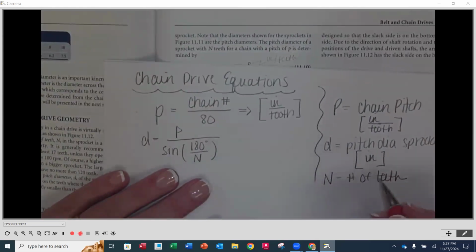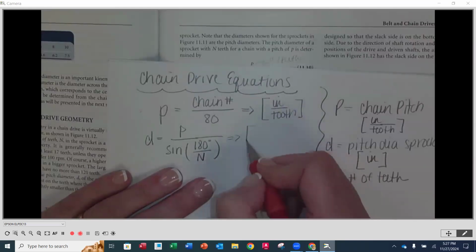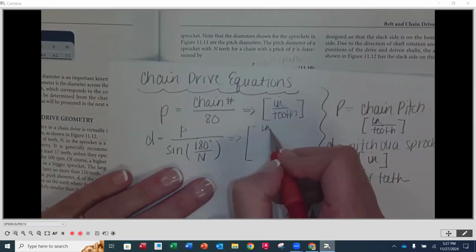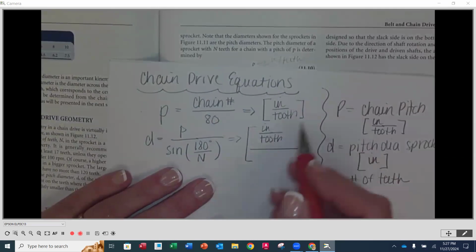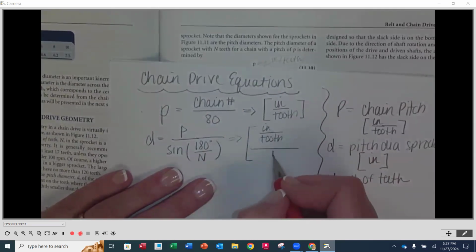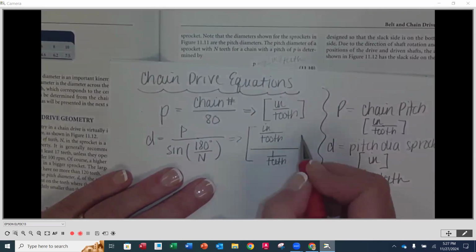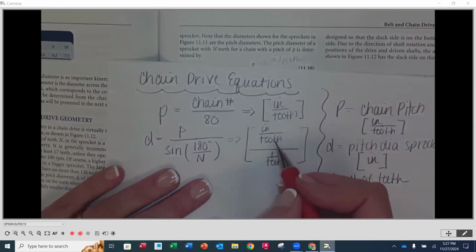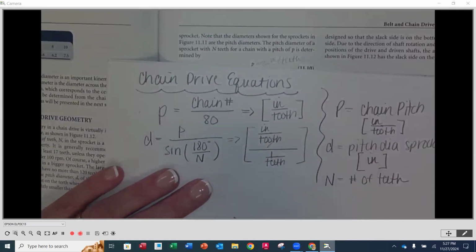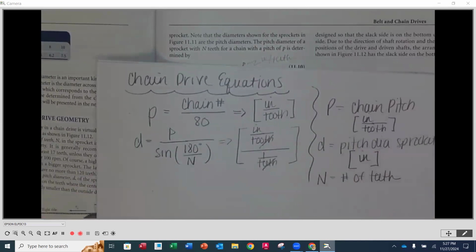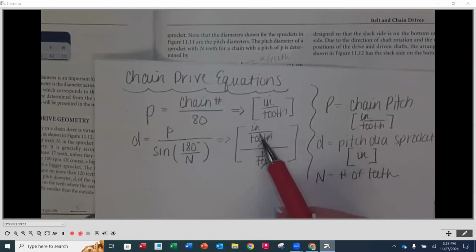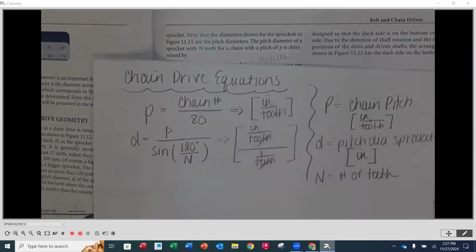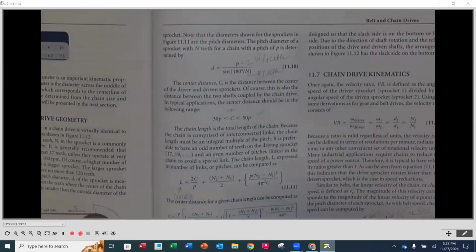Now, as far as units, we're going to notice that on top, our pitch is going to be those units of inches per tooth, I guess, because it's really for an individual, divided by 1 over teeth. Because this is considered one, I think it's kind of weird to say inches per teeth. These teeth and tooth are going to cancel one another out. So you'll notice that the units that are left over are inches for pitch diameter. So that makes sense. All right, so that's the first one.